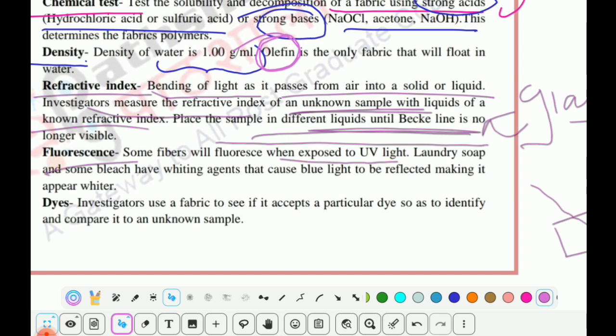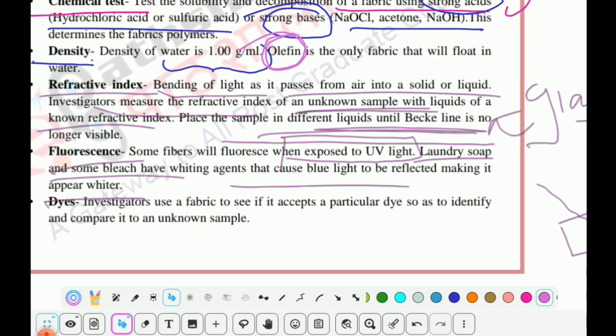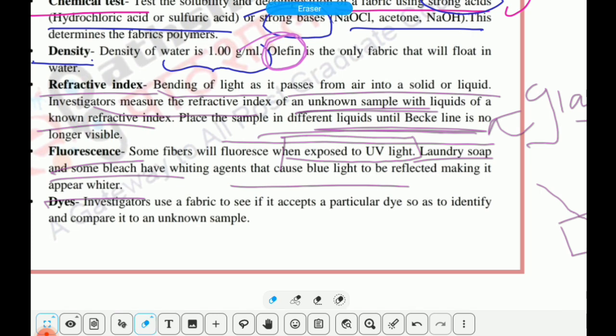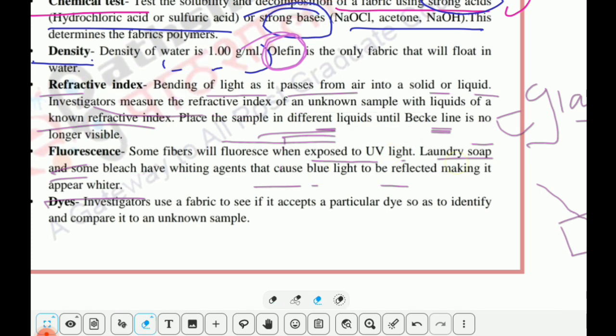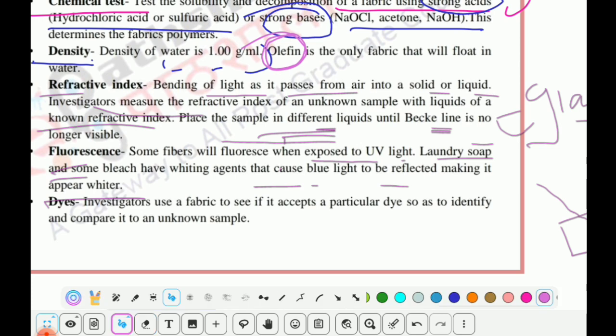Fluorescence: almost every component that we examine with UV light contains fluorescence, which is why we observe them under UV light. Laundry soap and some bleach have whitening agents that cause blue light to be reflected, making it appear white. Now, why are we discussing laundry soap or bleach? Because clothes are often treated with them. So there are high chances that they will show a positive result when observed under UV light.